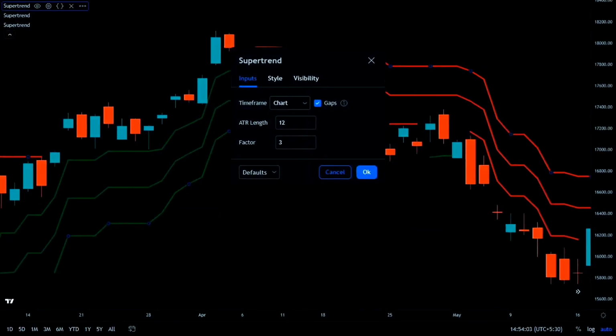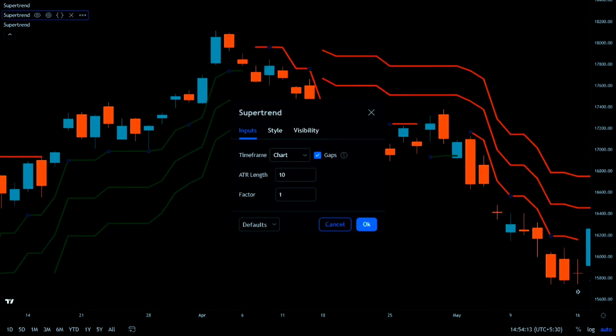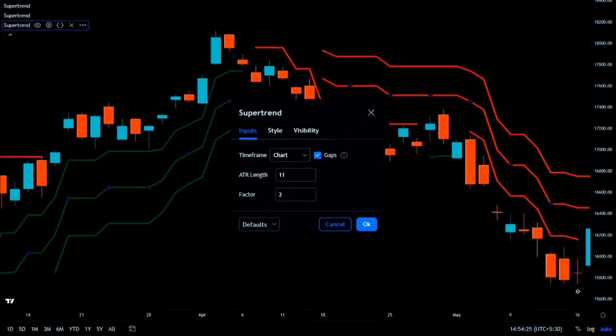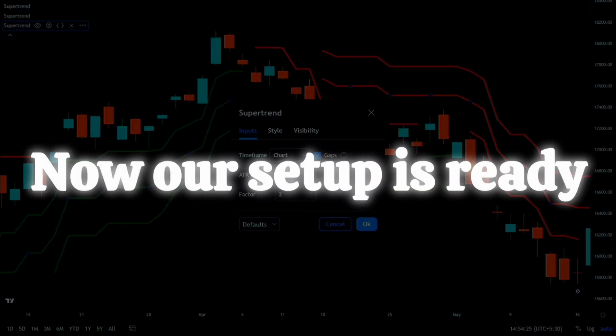For the first indicator, set the ATR length to 12 and the factor to 3. For the second indicator, set the ATR length to 10 and the factor to 1. For the third indicator, set the ATR length to 11 and the factor to 22. Now, our setup is ready.